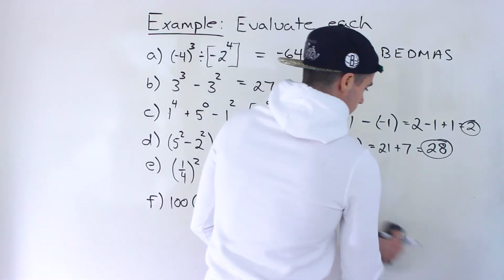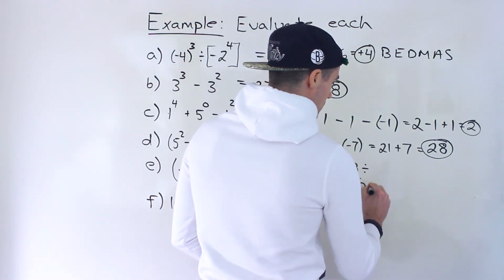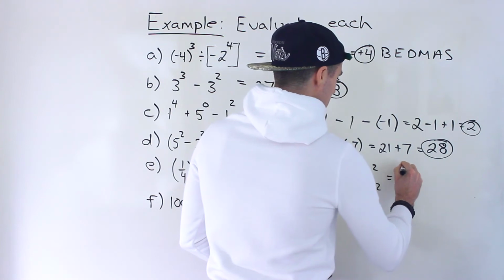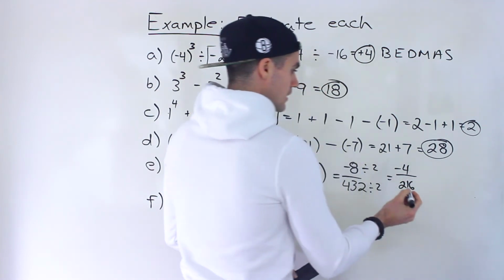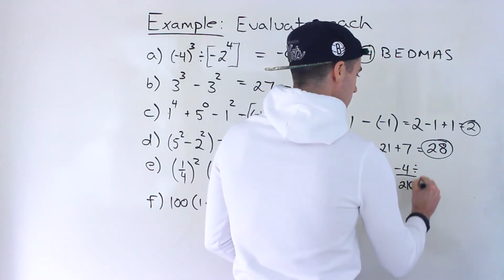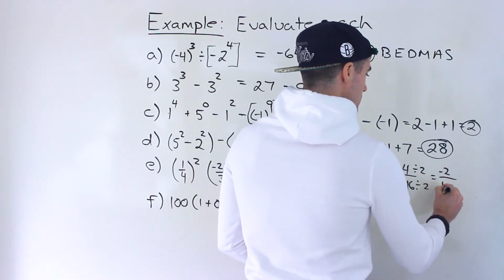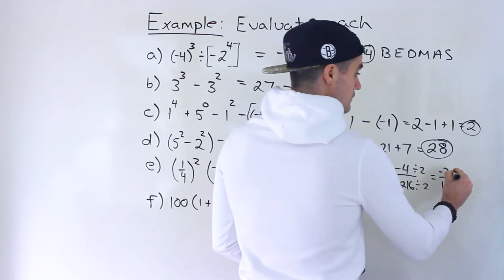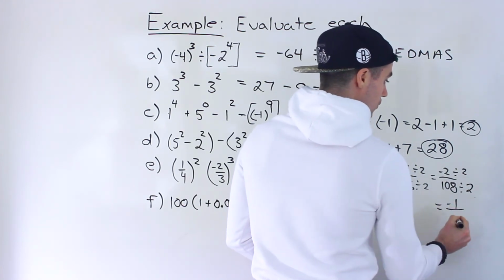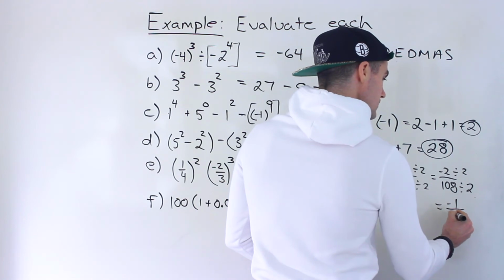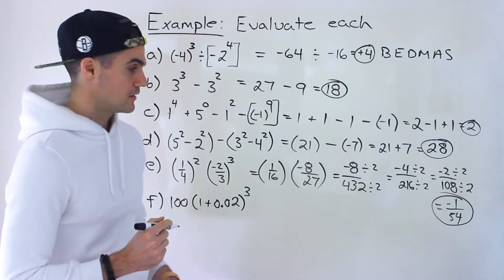And then from here, notice that this fraction we can simplify. They're both even numbers, so we could divide both by 2, so we'd end up with negative 4. 432 divided by 2 would give us what? 216. And then notice we could divide by 2 again. So we'd have negative 2 over 216 divided by 2 would give us 108. And then notice we could divide by 2 again, which would be negative 1 over, that would be what, 54? So negative 1 over 54 would end up being the final answer.